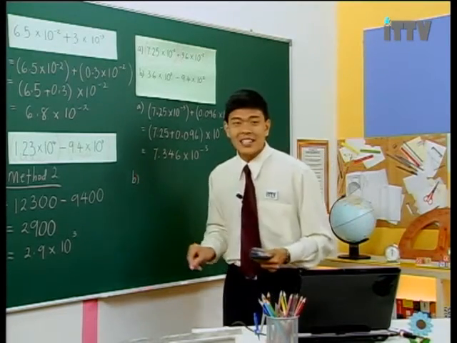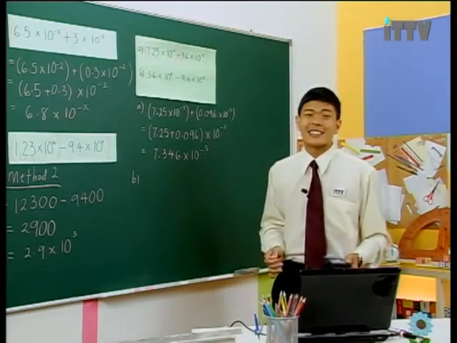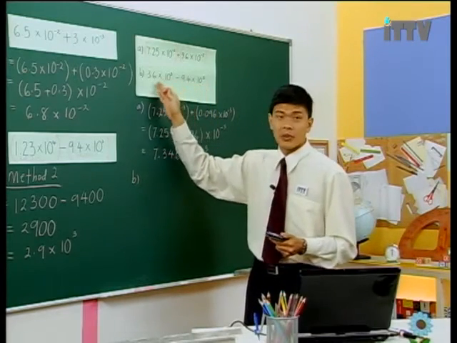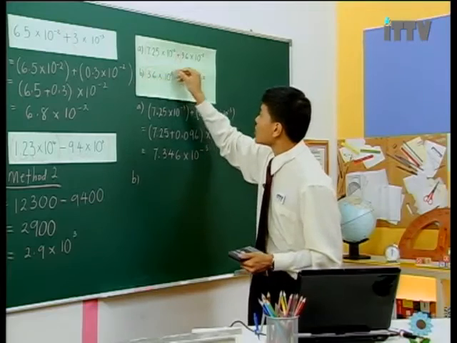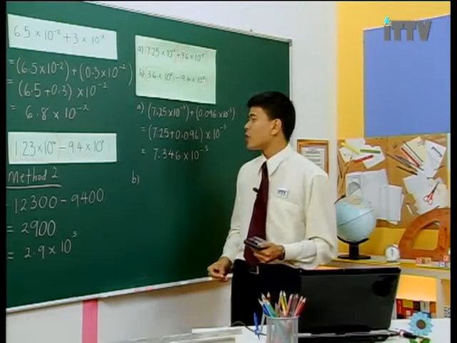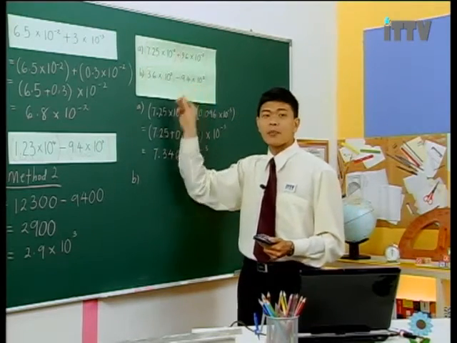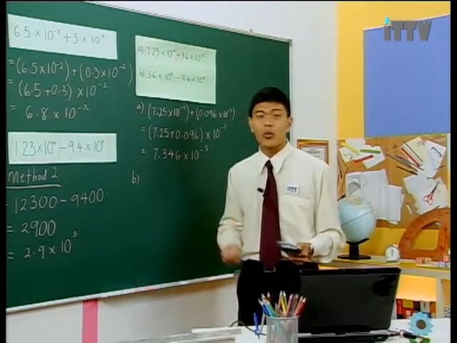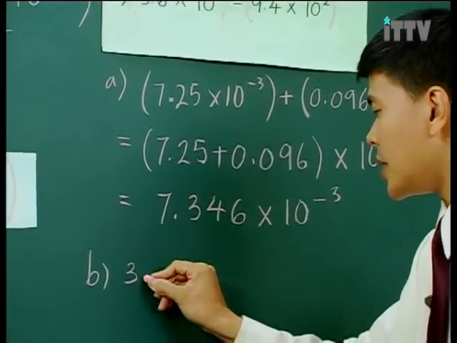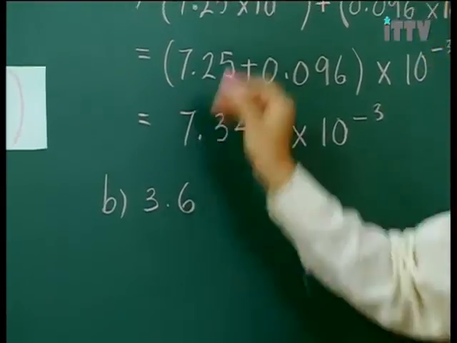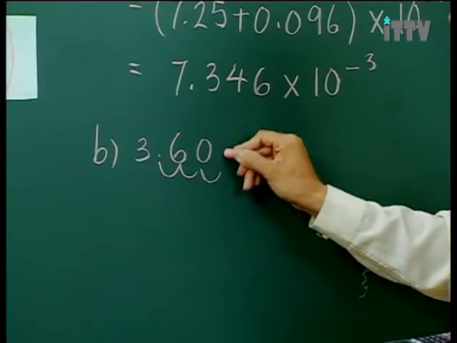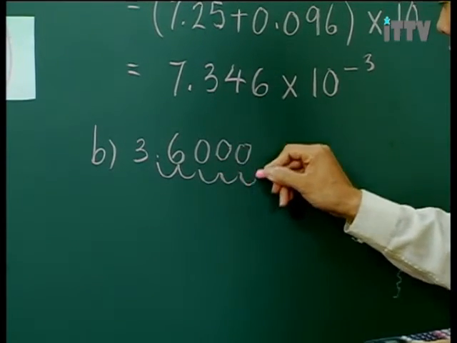Alright, now guys, let's look at B. I'm going to use the second method to find the value of the subtraction of this number from this number. So always identify your two numbers in standard form. For method 2, we are going to change both these numbers back to their single numbers before we subtract. So 3.6 times 10 to the power of 5, what will it be? Remember 5, move 5 places right: 1, 2, 3, 4, 5.